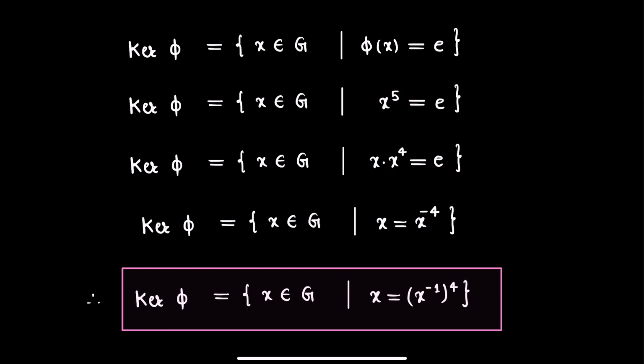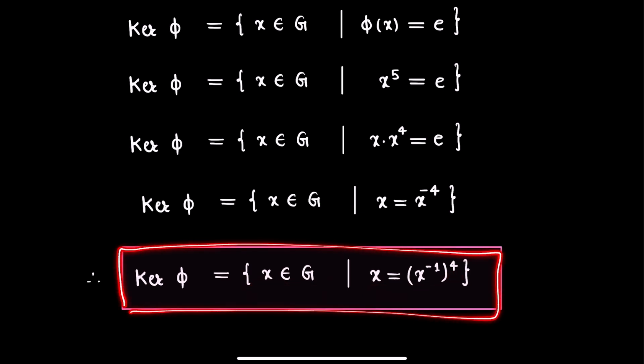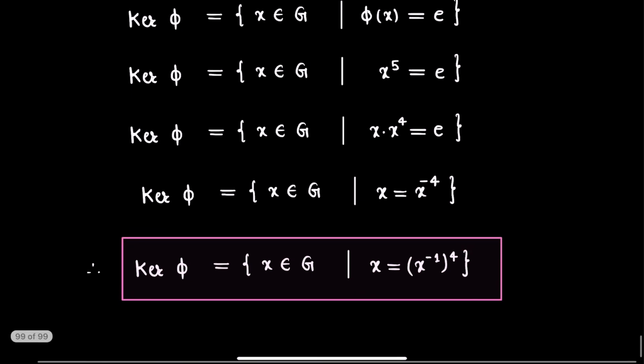And therefore, after post multiplying by x to the power minus 4 on both sides of this expression, we get kernel phi is the set of all those elements x in group G for which x is the same as x to the power minus 4. That is, kernel phi is the set of all those elements x in group G such that x is equal to x inverse to the power 4. And thus, this is the required kernel of our group homomorphism. And this completes the solution of the given question.